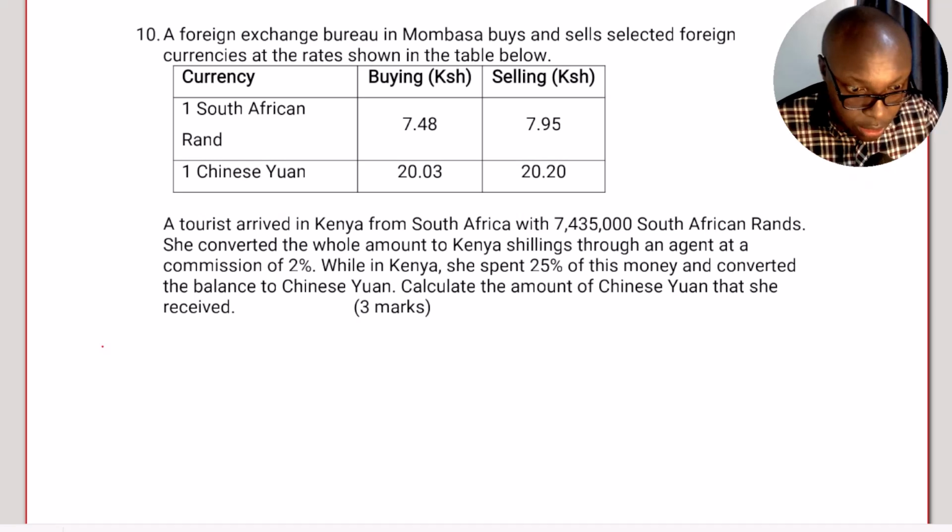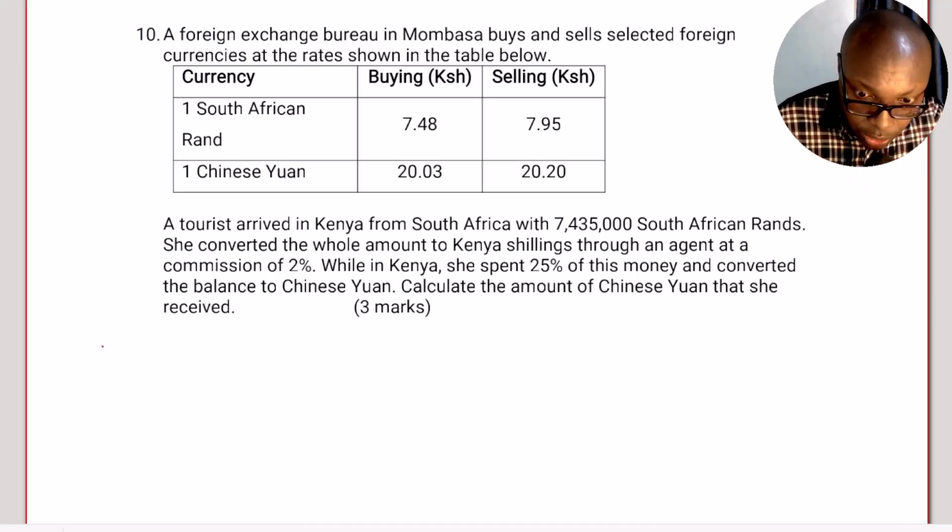It involves foreign exchange. A foreign exchange bureau in Mombasa buys and sells selected foreign currency at the rates shown in the table below. So this is the currency, the buying and the selling: South African rand, Chinese yuan.